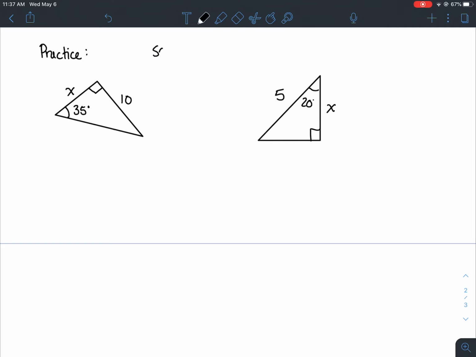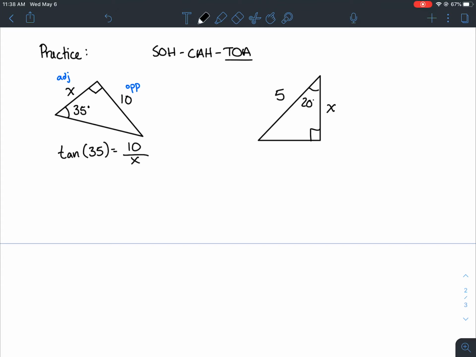So on this one here, again, let's remember, always write that by your problems that you're working on. We need to use our SOHCAHTOA to use the right trig ratio. So on this one, we have our adjacent side, and this is our opposite side. So we're going to be using tangent, because we have opposite and adjacent. So I have the tangent of 35 is equal to 10, because that's my opposite, over x.